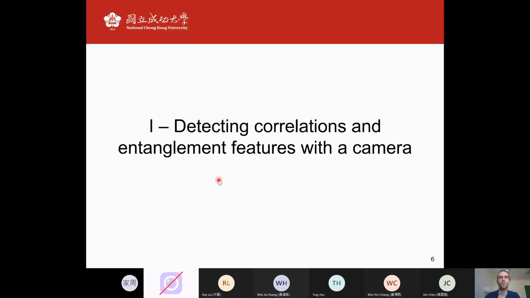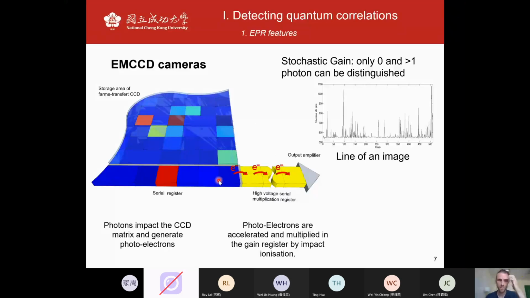I'm going to talk about the first realization. This one has been done at the FEMTO-ST Institute in France, and it was during my PhD actually. We started to use these EMCCD cameras. So the sensor is a conventional CCD sensor. You've got photons incoming onto your sensor, and you generate photoelectrons within this photosensitive sensor.